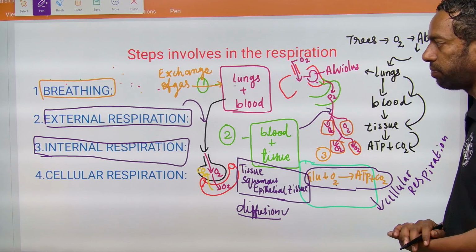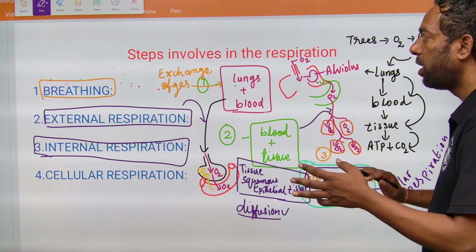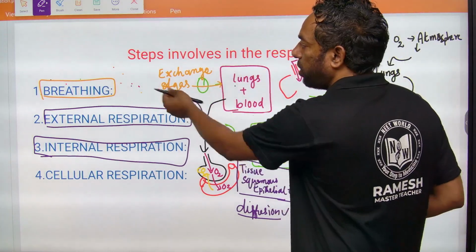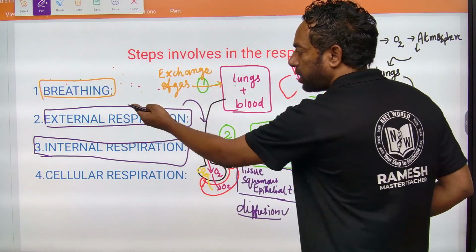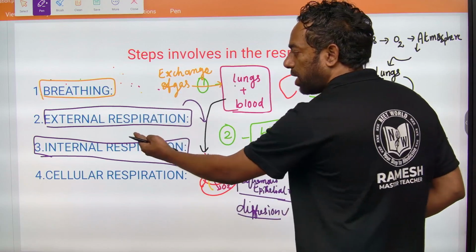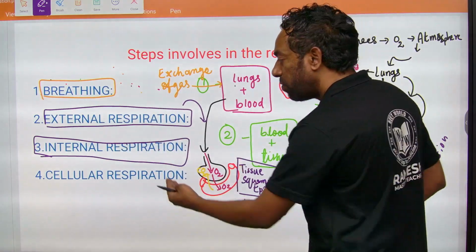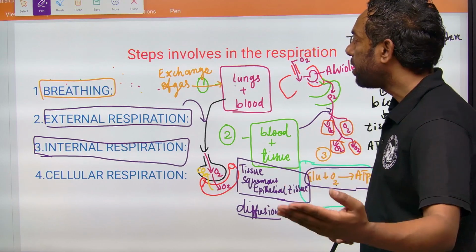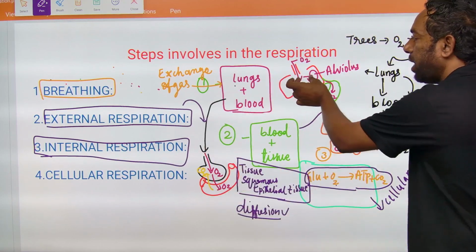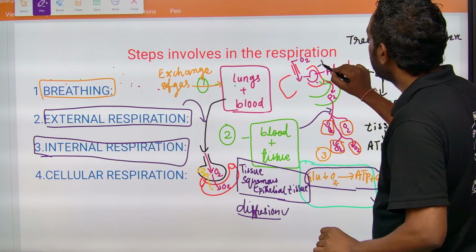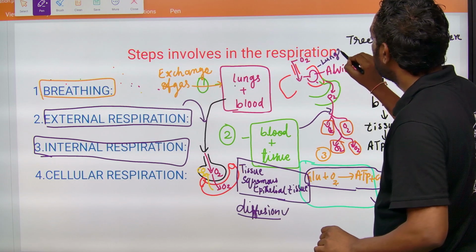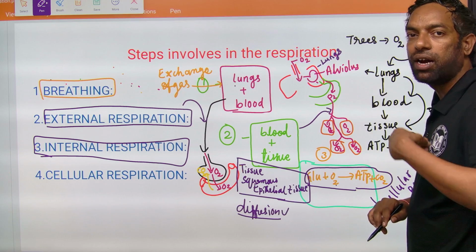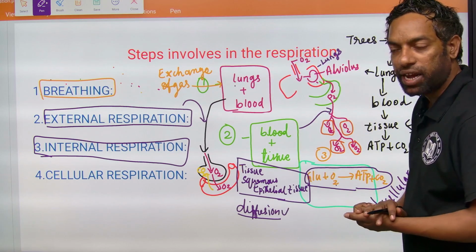Cellular respiration. Just look here again at the steps involved in breathing and respiration. First step breathing, second step external respiration, third step internal respiration, fourth step cellular respiration. Breathing is the air which enters into the lungs. This is the lungs. We take in the oxygen and take out the carbon dioxide.